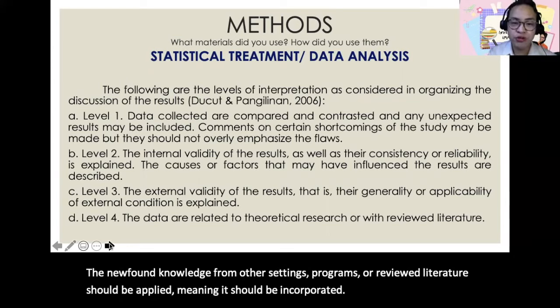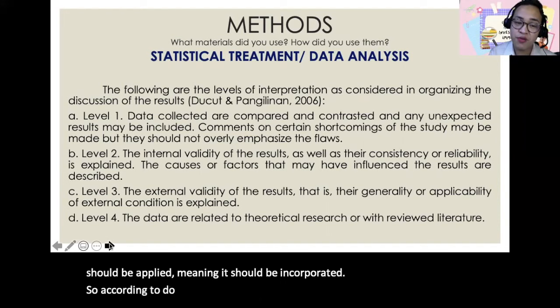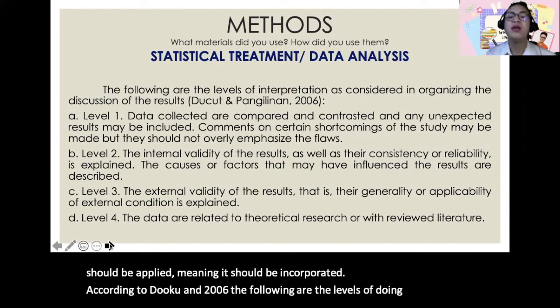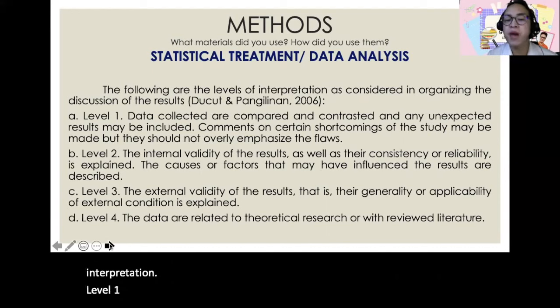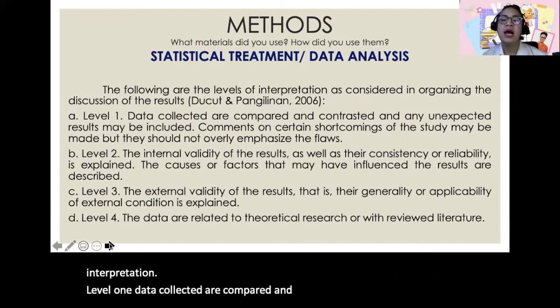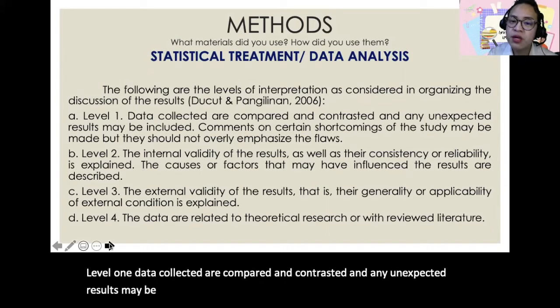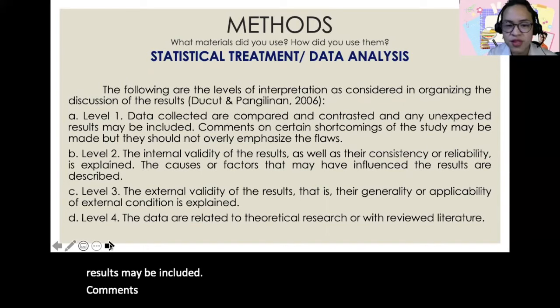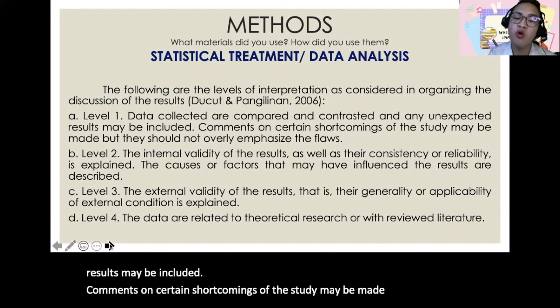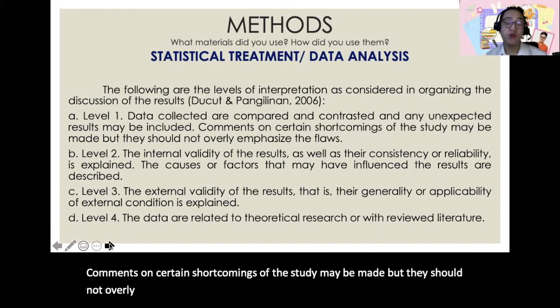According to Ducut and Pangilinan 2006, the following are the levels of doing interpretation. Level 1: data collected are compared and contrasted, and any unexpected results may be included. Comments on certain shortcomings of the study may be made, but they should not overly emphasize the flaws.